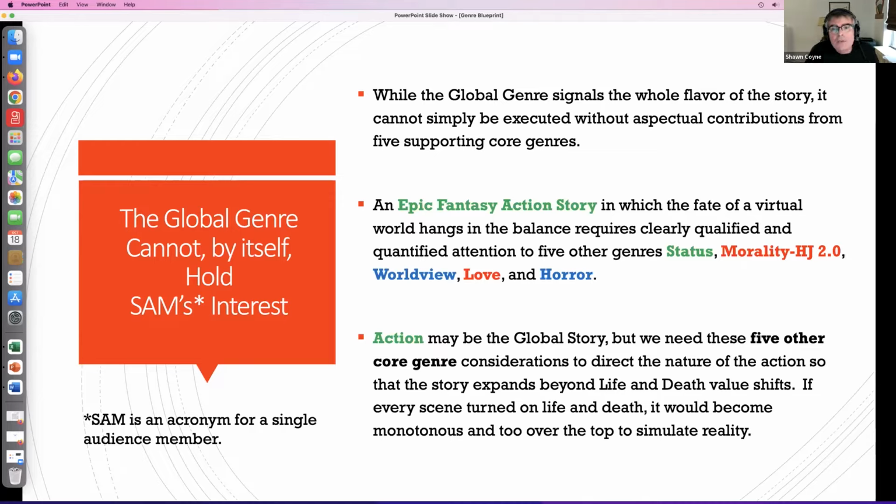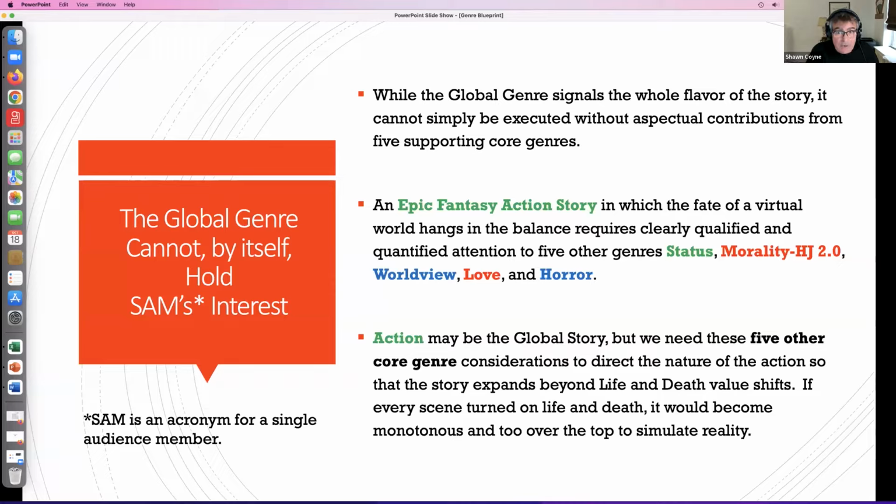So while the global genre signals the whole flavor of the story, it cannot be executed without aspectual contributions from 5 supporting core genres. All that means is we need more juice, right? We need more flavorings to give the story more depth and more interest. An epic fantasy action story, right? That's what The Hobbit is, in which the fate of a virtual world hangs in the balance. That's absolutely true. It requires clearly qualified and quantified attention to 5 other genres.